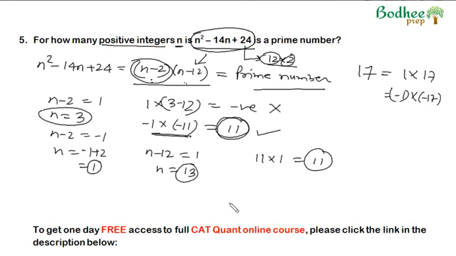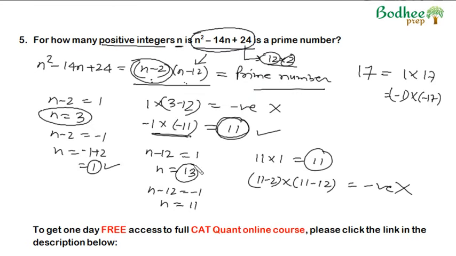Fine. And for n minus 12 equal to minus 1, we get the value of n to be 11. Right? So if I substitute n as 11, then it's going to be 11 minus 2 into 11 minus 12, which will give me a negative value, right? So again we have to discard it. So we have got two values, n equal to 1 and n equal to 13. For these two values, I am getting this expression to be a prime number.